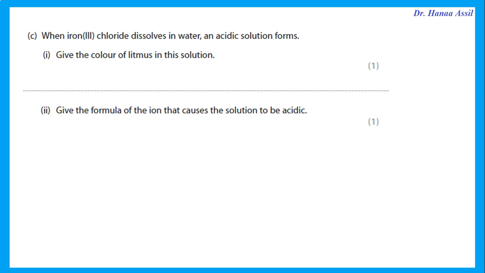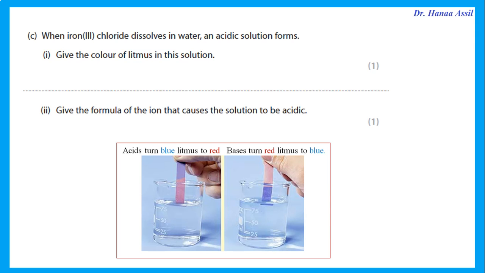When iron 3 chloride dissolves in water, an acidic solution forms. Give the color of litmus in acid. You should know, if we put litmus paper in acid, it should turn red. If it is in base, it turns blue.